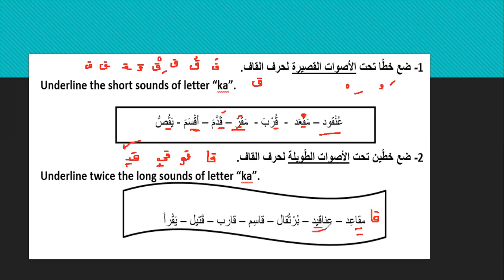Burtuqal. Burtuqal, we know that it means orange. Qasim. Qarib. Okay, we have to underline twice. Qatil. Here, this is Qa. But look what's having above it. It's having above it fatha. So can we consider it a long sound? Of course, no. Yaqra'u. This is Qa. But it's having yaq. So we cannot consider it a long sound. Okay, so we don't underline them.